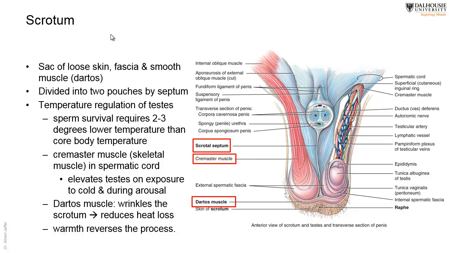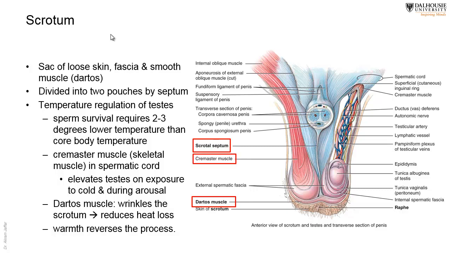The skin of the scrotum, which is very thin, contains smooth muscle fibers that control the area of the scrotum. And these smooth muscle fibers have a special name. They are called dartos muscle. Please don't confuse this name with the smooth muscle fibers that are present in the wall of the urinary bladder. These are called detrusor muscle fibers. This is dartos muscle fibers. They are present in the wall of the scrotum.